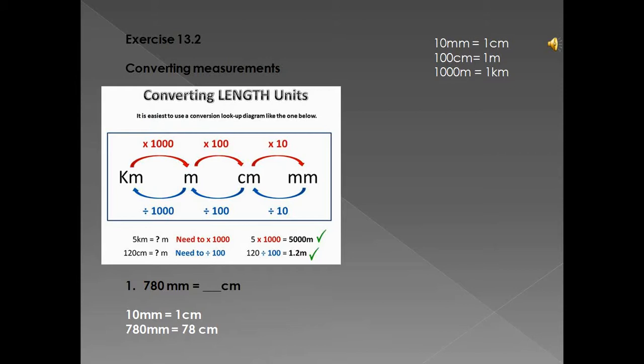So now we have the units at the top. There are 10 millimeters in 1 centimeter. Now to convert from millimeters to centimeters, we would divide by 10. So we take the 780 divided by 10, which gives you 78 centimeters. So now you can try the rest for yourself. Remember to keep this in mind.